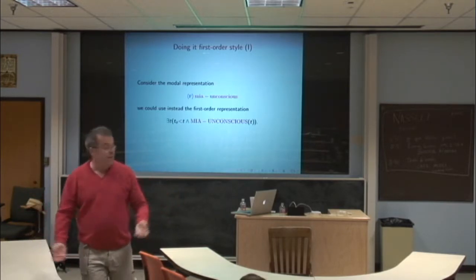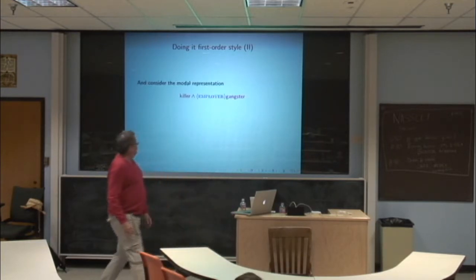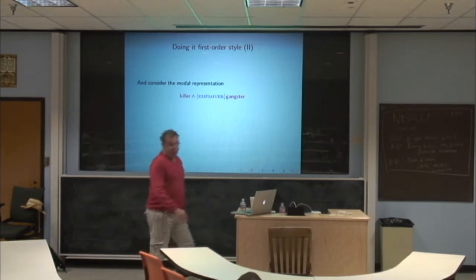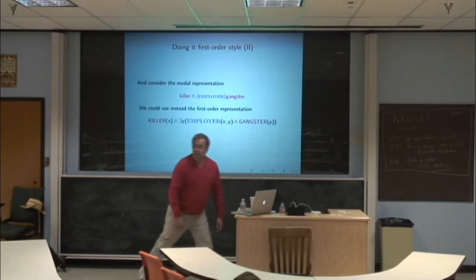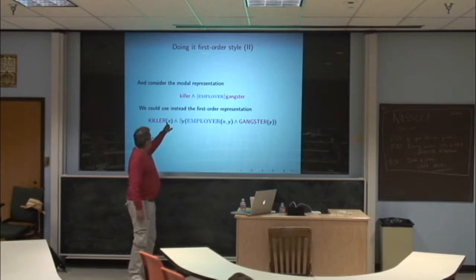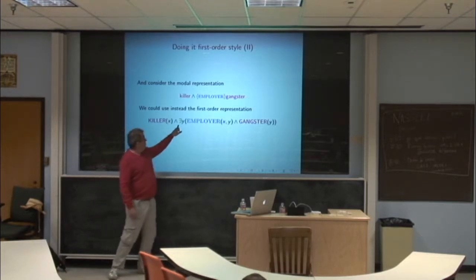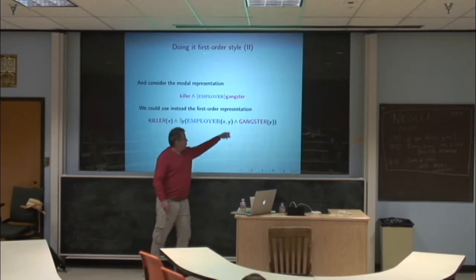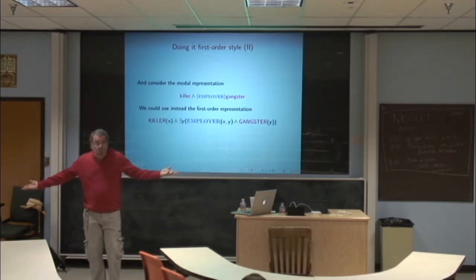And what about this? Killer, an employer is a gangster. Well, maybe the description logicians like writing it like that, but they could have written it like this, that there is some x, and x is a killer. There's also some y, and x is employed by y, and y is a gangster. You could do it like that.